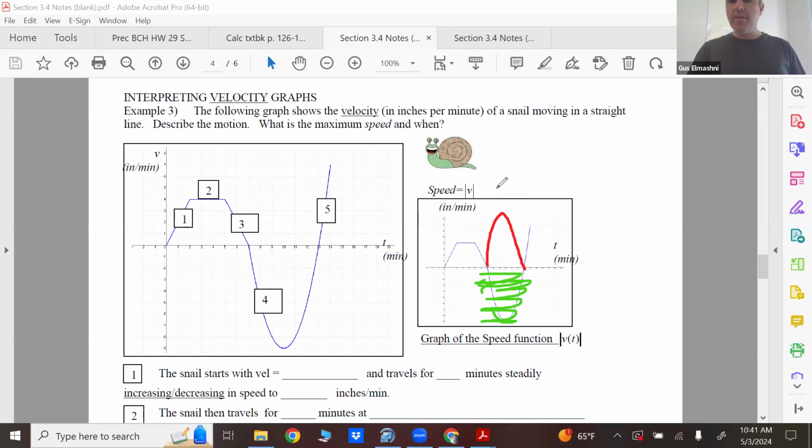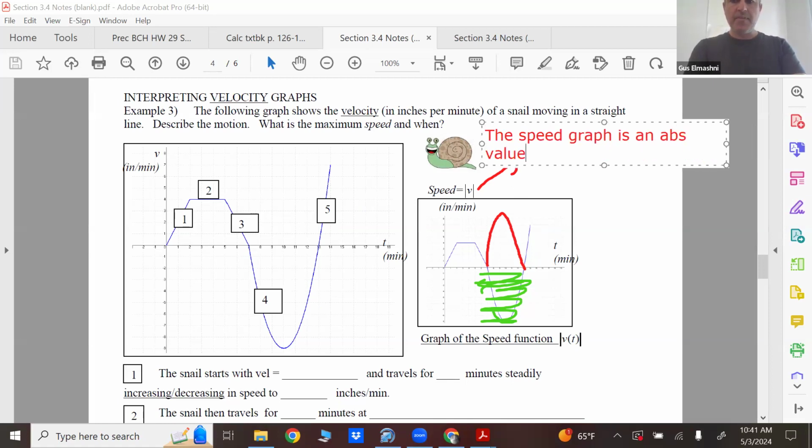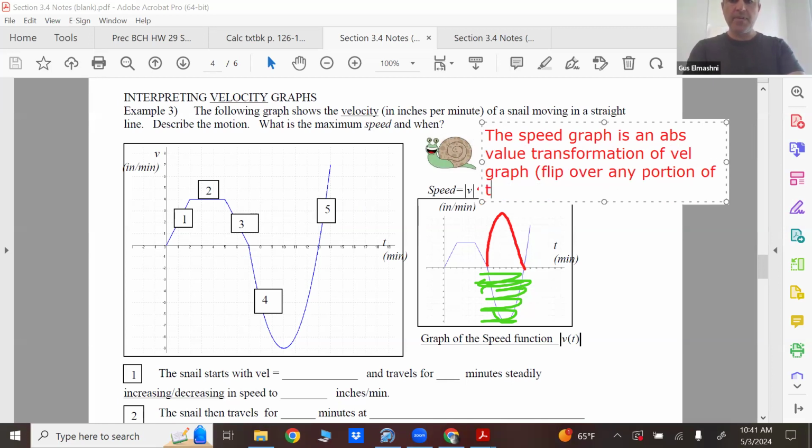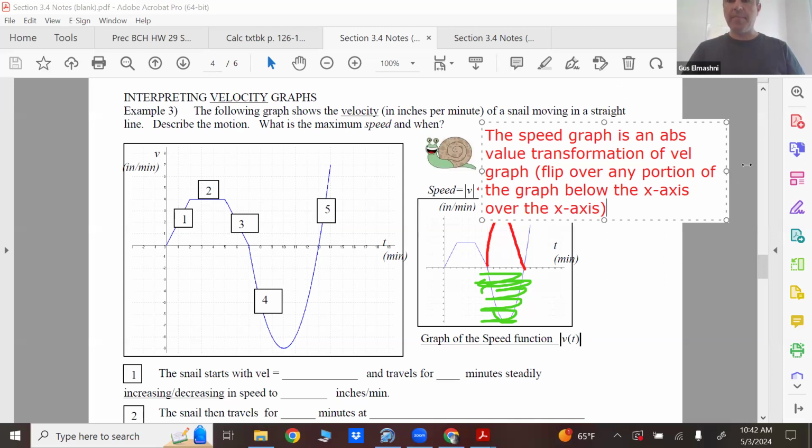It's gonna look like that. So remember, as a transformation, the speed graph is an absolute value transformation of the velocity graph, meaning you flip over any portion of the graph below the x-axis over the x-axis. That's what you have to do to make it do that right.